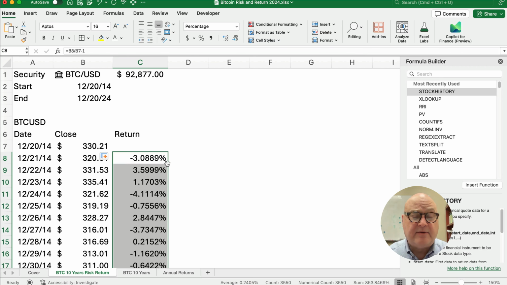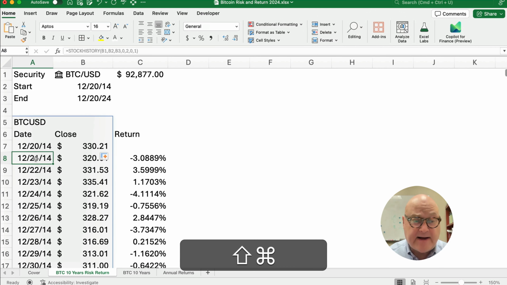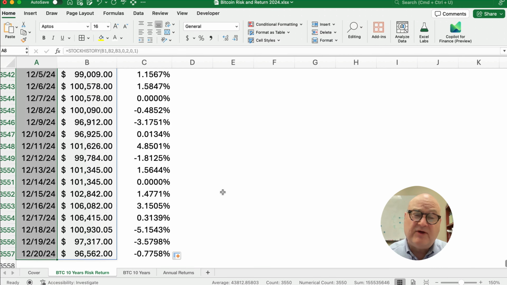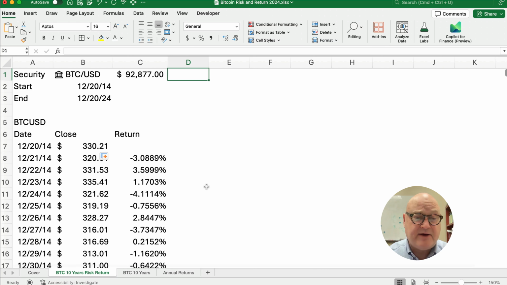I'm going to double click, send it all the way down, and so now we have the daily returns for all the 10 years of Bitcoin. If we look, there are about 3,550 days out of 10 years. So we have data for not 365 days a year, but maybe 355 days. We might be missing 10 days a year. In the stock market, there are about 250 to 252, maybe 260 trading days, to account for weekends and holidays. Not true with Bitcoin.